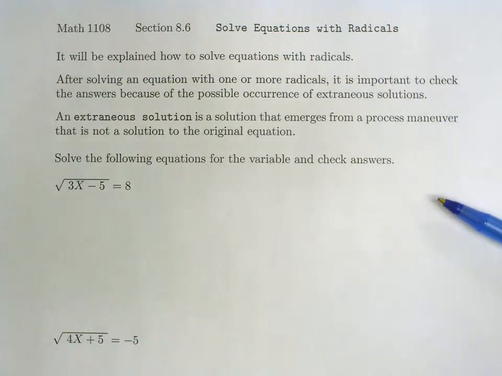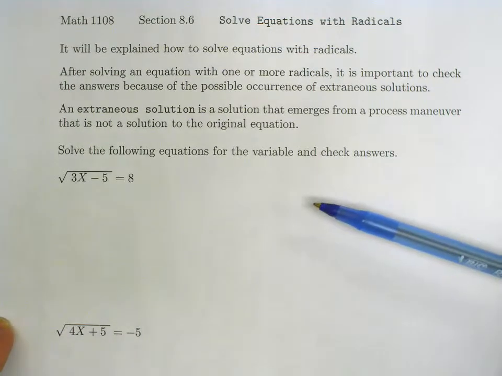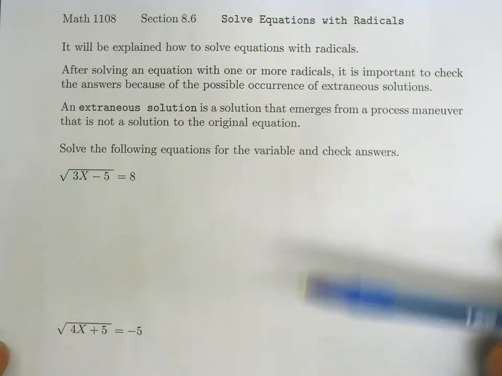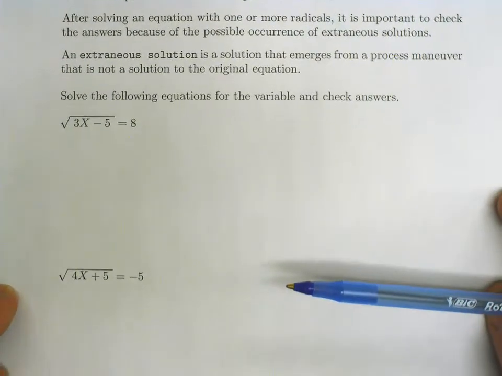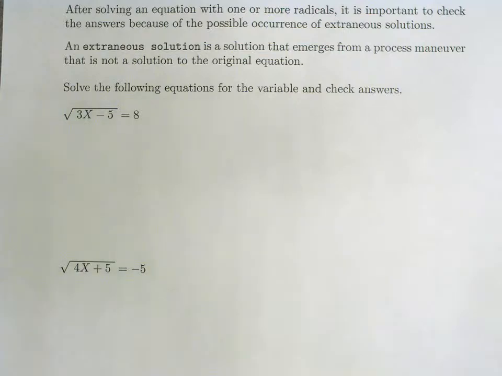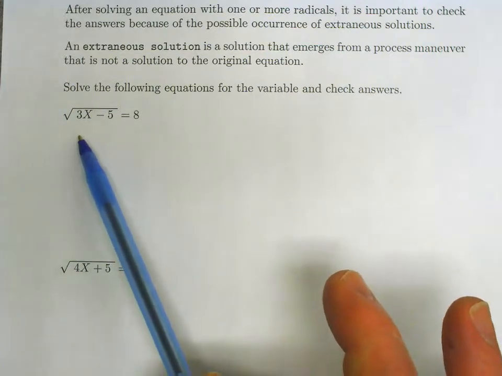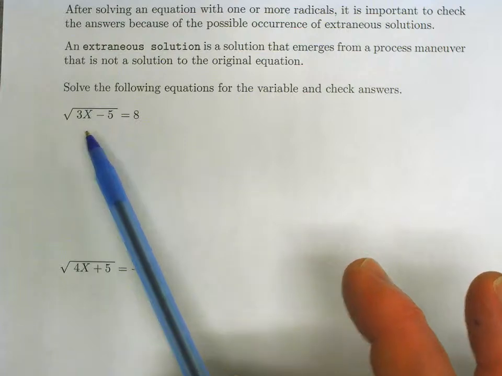Okay, so we'll start with the first problem. Solve the following equations for the variable and check answers. We have the square root of 3x minus 5 equals 8. We want to solve for x, but we see that x is inside a square root. Since it's inside a square root, we can get it out if we square both sides.